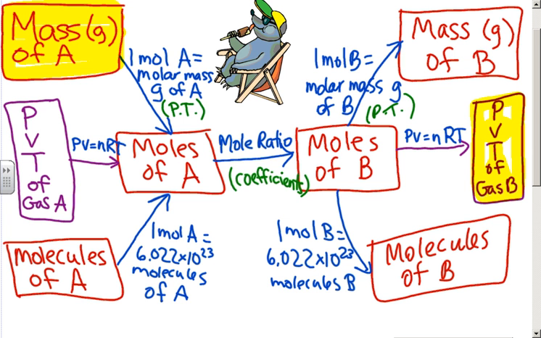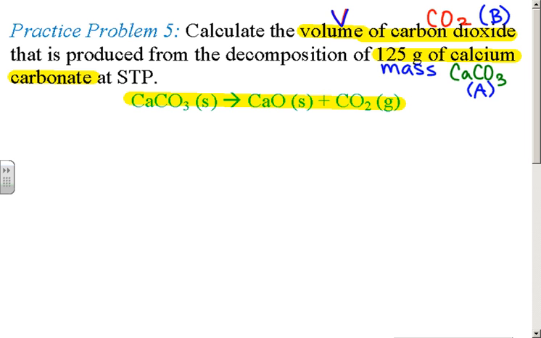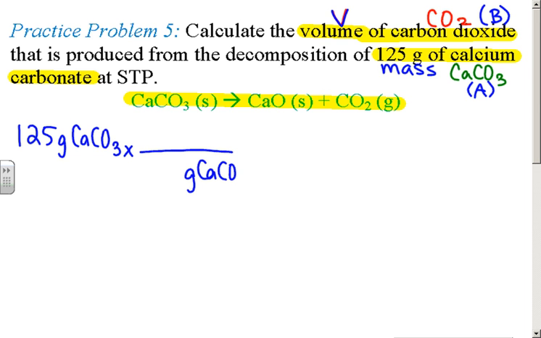So let's focus on the steps. The first step is I'm going to use the molar mass of my chemical A to change grams of A into moles of A. So let's go to our problem and do that. I'll start by writing 125 grams of CaCO3 times in a line. I started with grams of calcium carbonate on the top, so I'm putting it on the bottom here. And moles of calcium carbonate is what I'm trying to do.